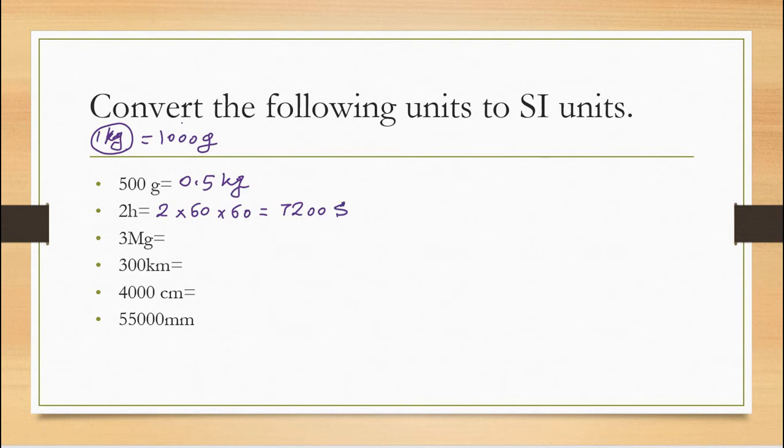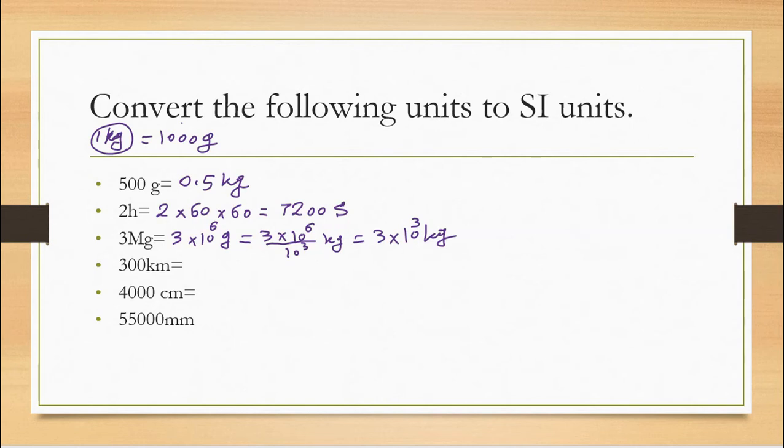So 2 hours is 7,200 seconds. 3 megagram. So 1 mega is 10 to the 6th. 3 times 10 to the 6th grams. We know that 1 kilogram is 1000 grams. So we need to divide this by 10 to the 3rd. 3 times 10 to the 6th divided by 10 to the 3rd kilogram, and that's equal to 3 times 10 to the 3rd kilograms.